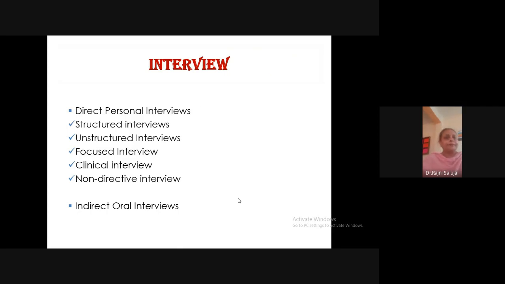Then the next tool is interview. As you all know, when the word interview comes into our mind, we generally mean two people or a group of people sitting together and asking questions, where one group is asking questions of the other group. That is an interview. Now, interviews can be of a number of types.